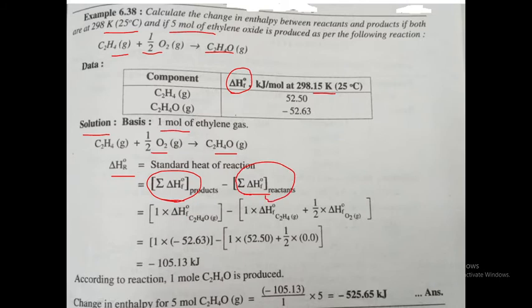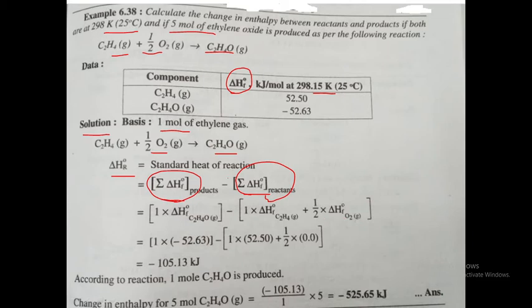Okay. So for this case, as per the reaction, what are the products? Only 1 product, ethylene oxide. What about the ethylene oxide stoichiometric coefficient? Only 1 mole is produced, so 1 into standard heat of formation of ethylene oxide. Are you clear or not? Okay. Minus, what about the reactants here? We have 2 reactants, one is ethylene, another one is oxygen. So 1 mole of ethylene is reacted, 1 into standard heat of formation of ethylene, plus half mole of oxygen is reacted, half into standard heat of formation of oxygen. Are you clear or not?